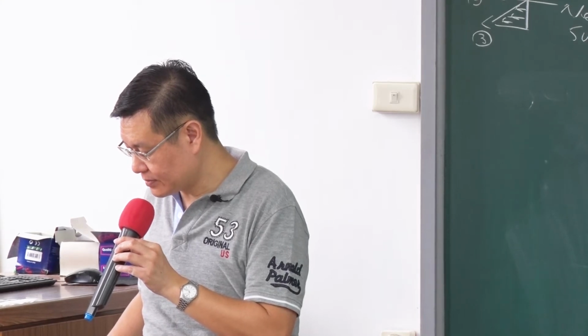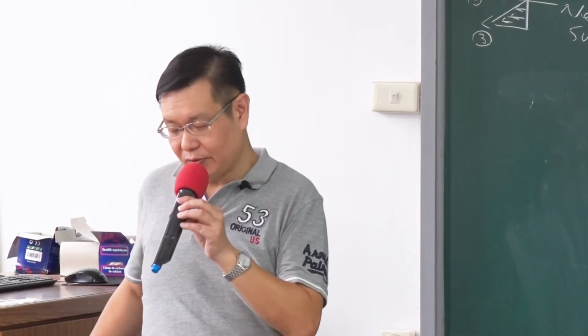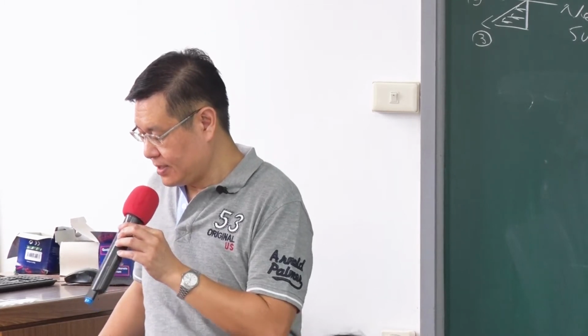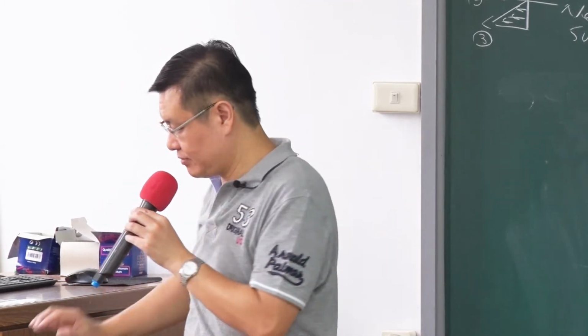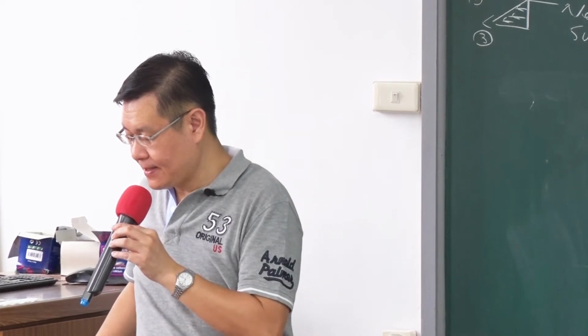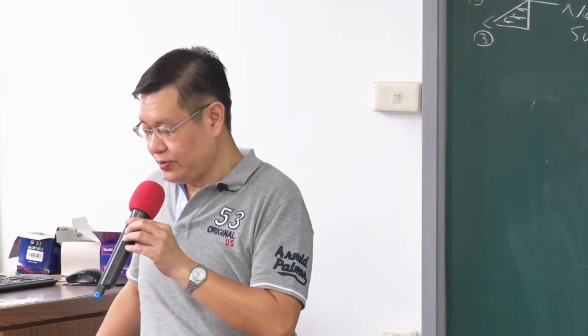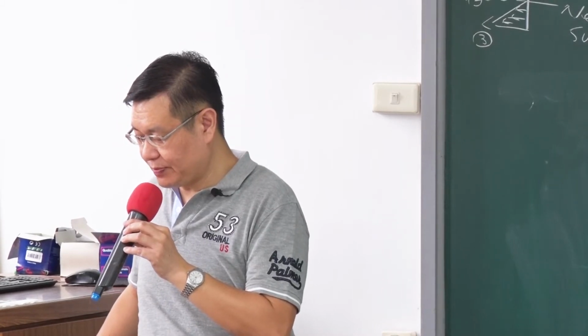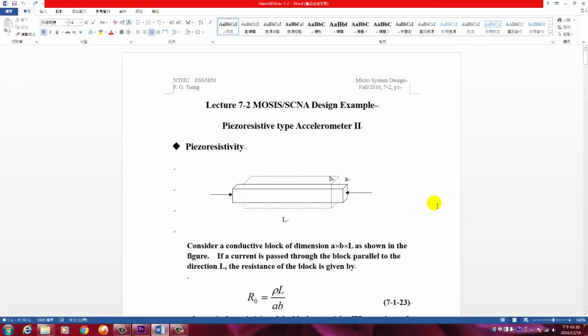The second part. Now we are considering how to transfer the strain on the top left-hand side surface into a resistance change. We are going to use a piezoresistive sensing method for the measurement. Now we consider a block of a resistor.